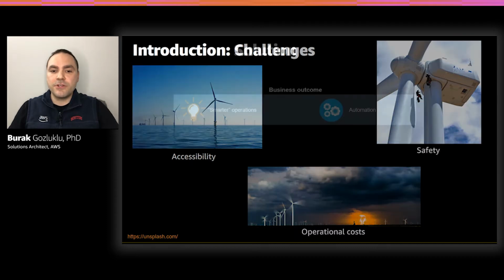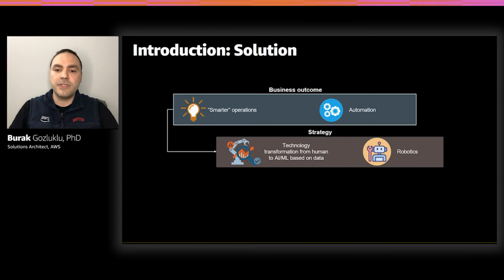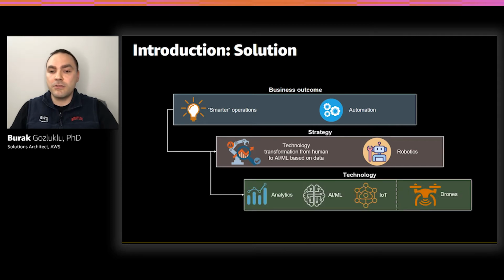The solution is first moving towards embracing smarter operations and automation. To do that, we need to transform the technology from manual interventions or inspections to artificial intelligence and machine learning, AI/ML-based solutions, which are enabled by data and definitely including robotics to support the human workforce. More specifically, these can be enabled by AWS technologies such as analytics, AI/ML, IoT, which is Internet of Things, and drones will be a part of that solution. And we will use one of the AWS technologies, AWS IoT Greengrass, to harness some of those technologies at the edge.